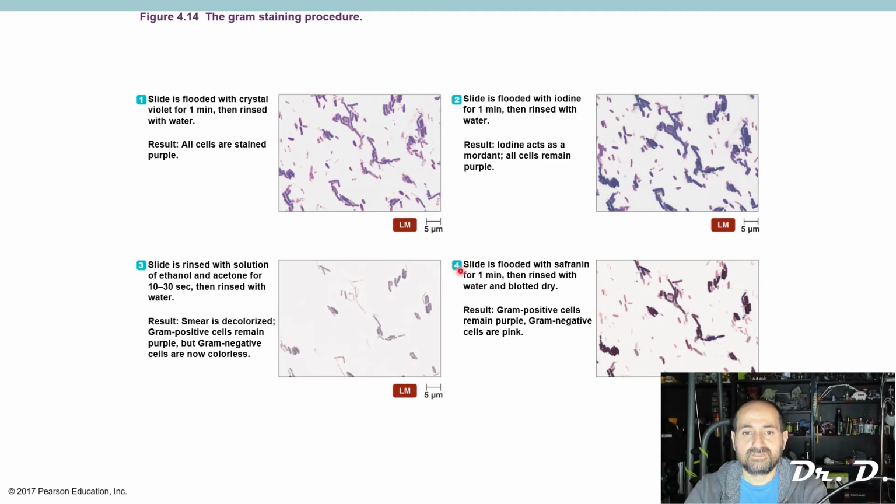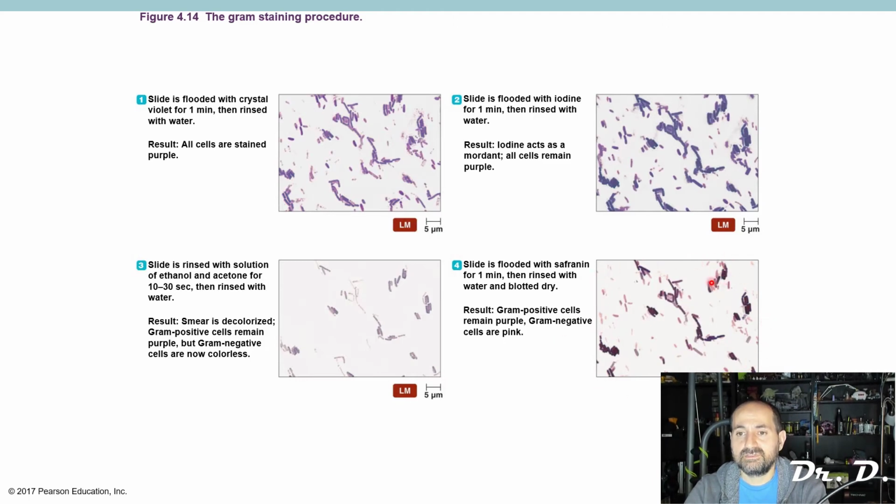So guess what the last step is? The last step is to add what's known as a counter stain. This means color number 2. You flood the cell with safranin. This is another basic dye that's like a pink or a red for 1 minute. And then you rinse and blot dry. Look what you have now.